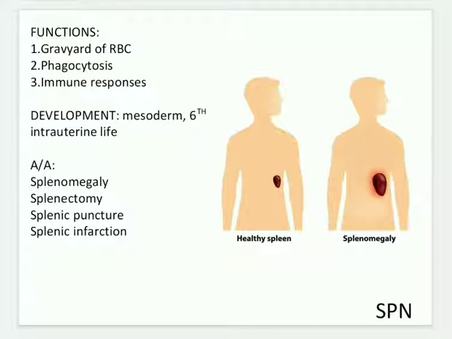Next, your applied aspect. Splenomegaly is enlargement of the spleen, and surgical removal of the spleen is called splenectomy. Splenic puncture is done at the 9th or 10th intercostal space in the mid-axillary line. Splenic infarction means ischemia due to obstruction of the blood supply. In this, there is an obstruction of your splenic arteries.